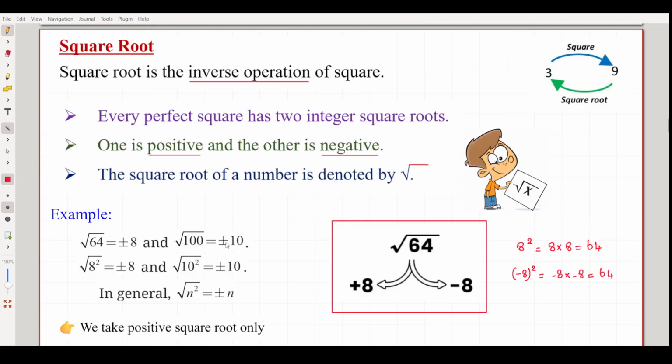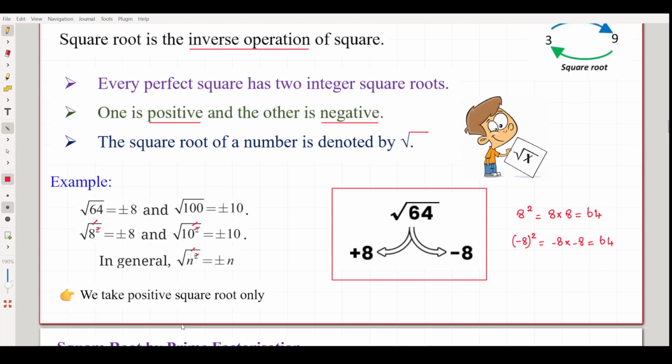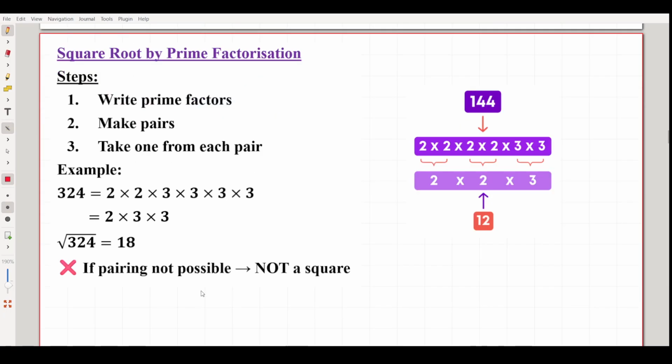Square root of 100 is plus or minus 10. How are we getting this? 64 can be written as 8 square. The square root and square get cancelled, and we get only 8. In the same way, the square root and square get cancelled and we get 10. So in general, the square root of n square is plus or minus n. Once again, I'm repeating: here we will be taking only the positive square root, not the negative one.